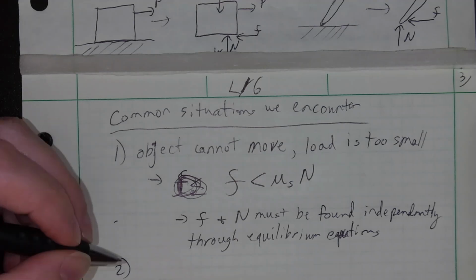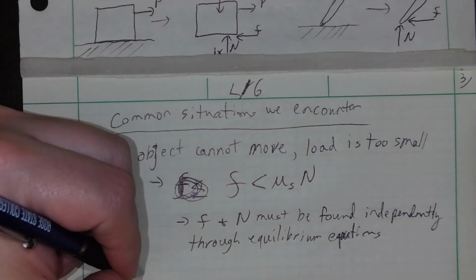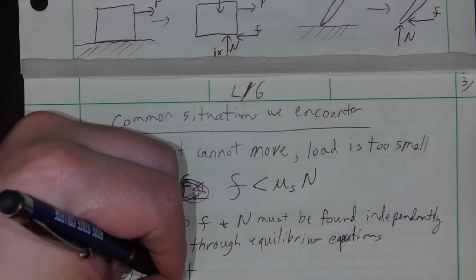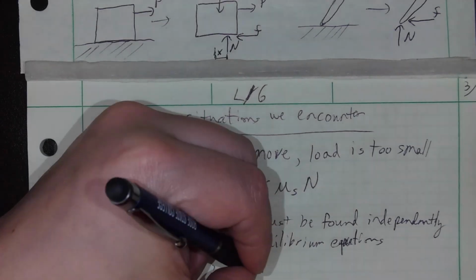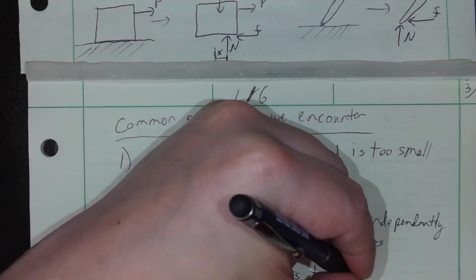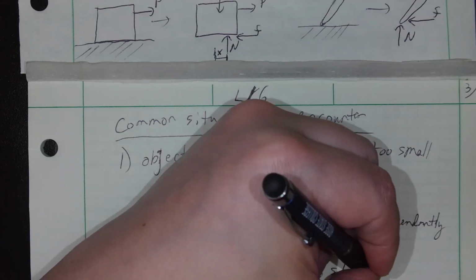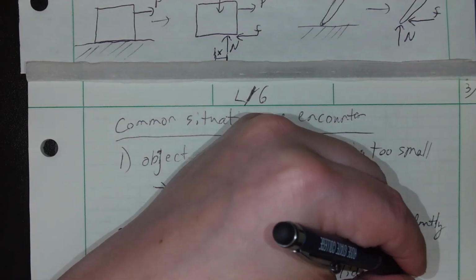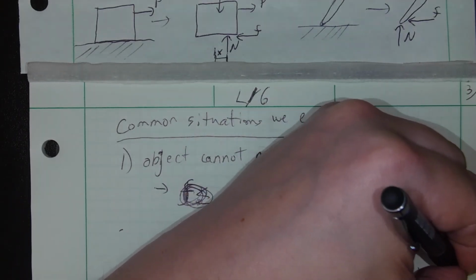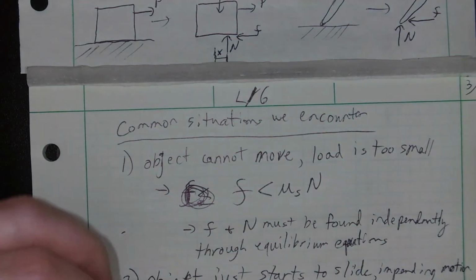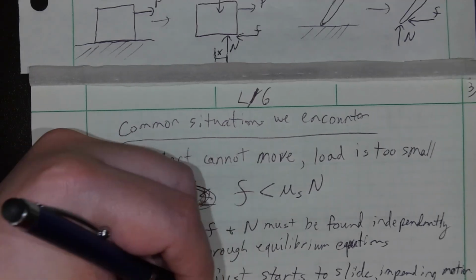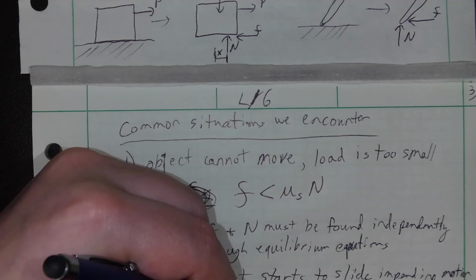The second scenario we might encounter is the object just starts to slide. The object is just starting to slide. We call this impending motion. The motion is impending. It's just about to happen. Right as it's just about to start sliding, that's when this friction is equal to its maximum value.